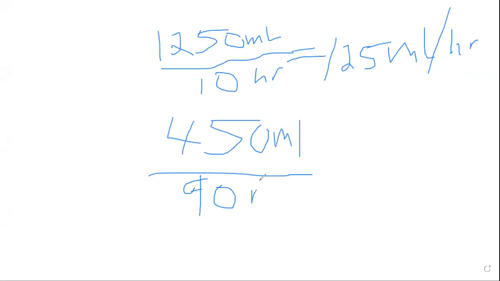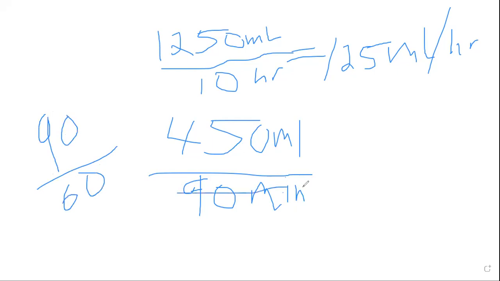So what do we have to do here? All right, so if you said convert our minutes to hours, you're correct. And we do that by taking our 90, dividing it by 60. And that should have given us 1.5 hours. Just going to do the math on my calculator to make sure. Okay, I got 1.5. So now we have 450 divided by 1.5. And we should have gotten 300 mLs per hour.